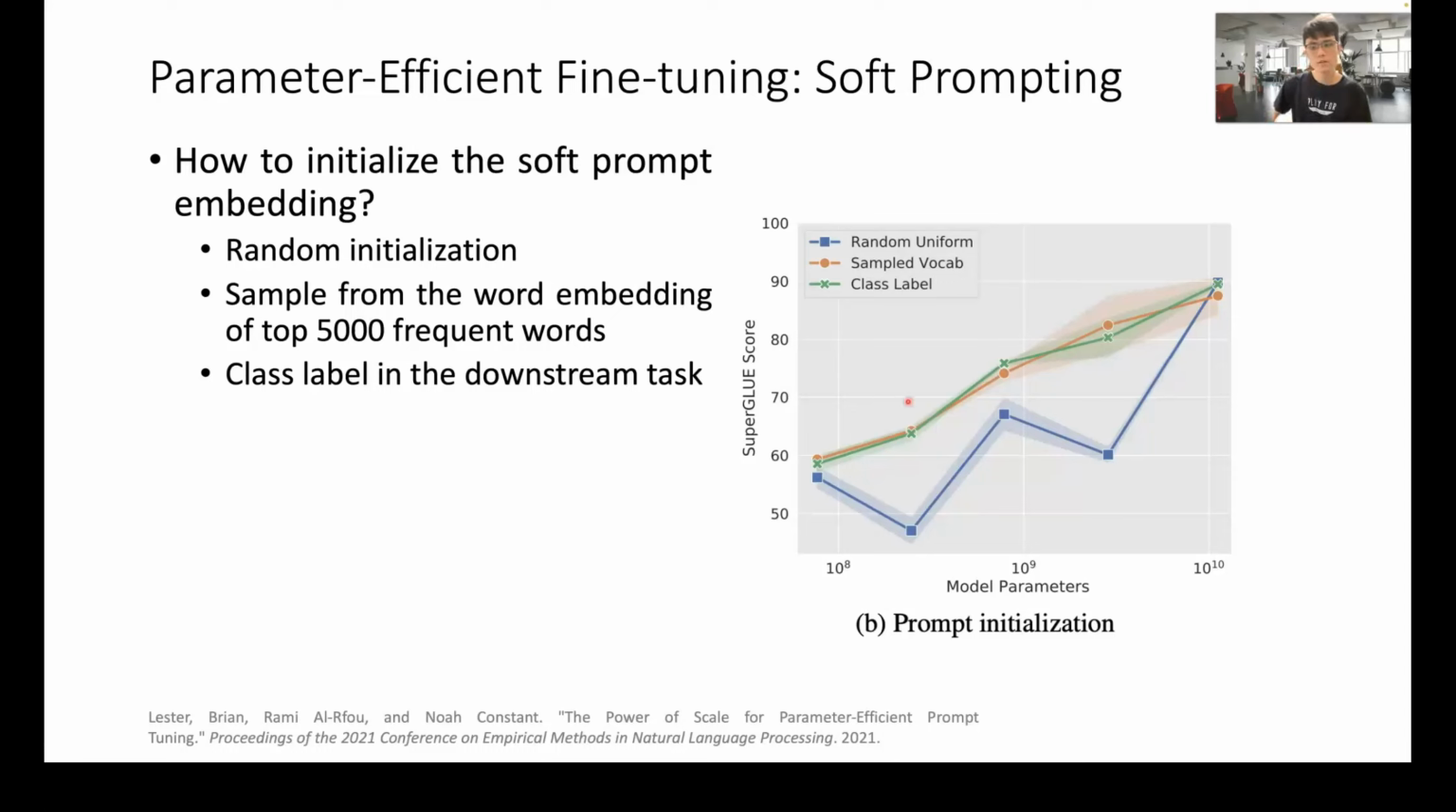The figure on the right-hand side shows different performance using different initialization. And in most cases, using random initialization will result in the worst performance. However, this seems to be mitigated when the pre-trained language model is large enough. And using class label or sample from vocabulary often results in the best performance, and they have comparable performance. So let's answer the question: how to initialize the soft prompt embedding and how to select the soft prompt embedding length.